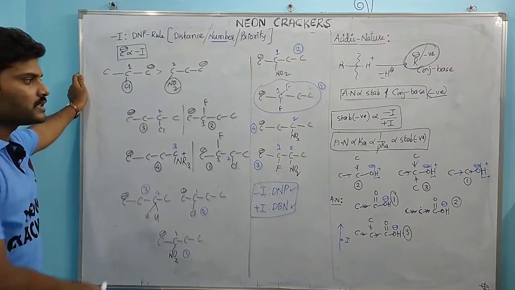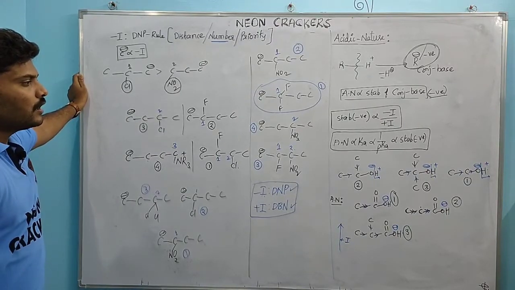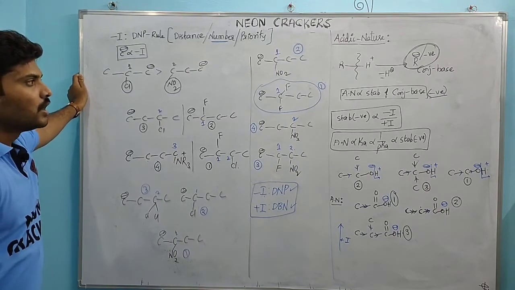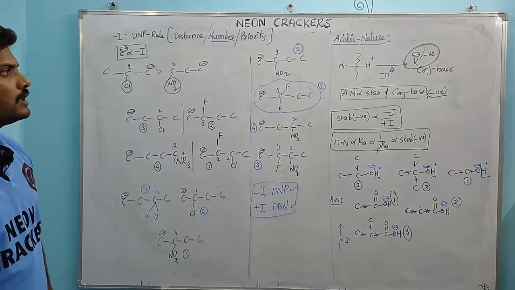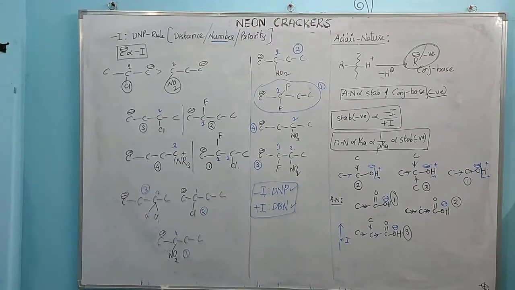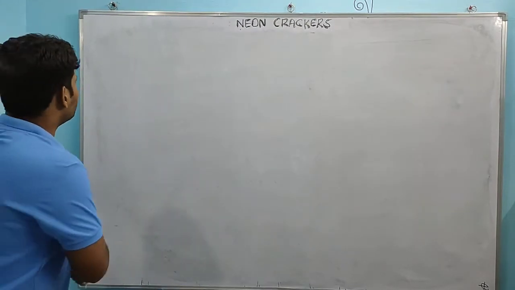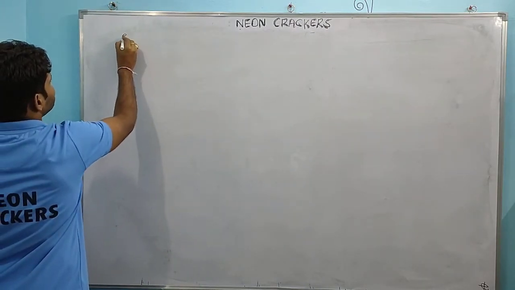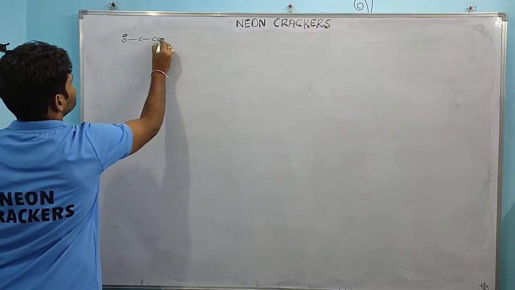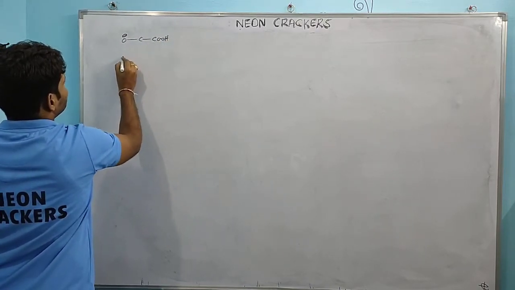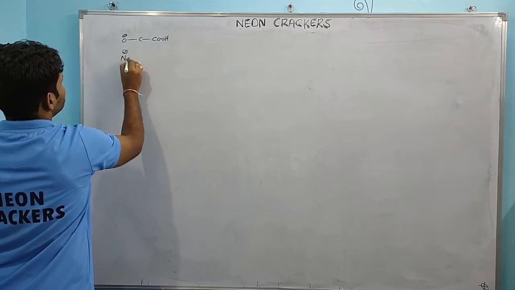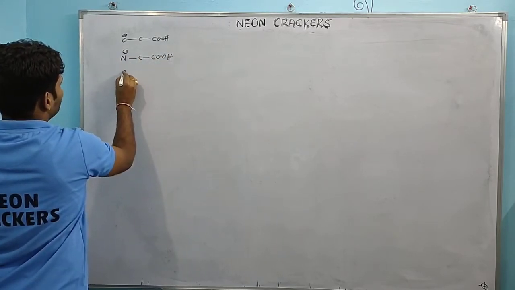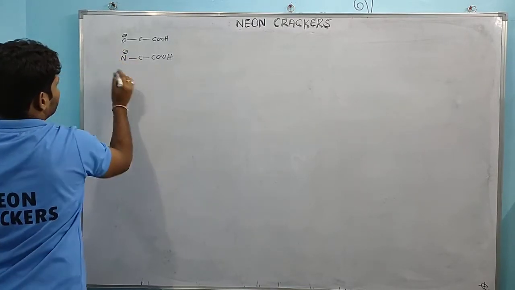So we may see a few more examples. This is the order of acidic nature of alcohol and carboxylic acid. Check it, beta. Let's see a few more examples of acidic nature trend. O minus C COOH. Next one, N minus C COOH. Next one, O minus is already over.